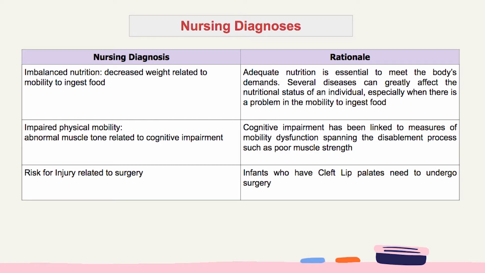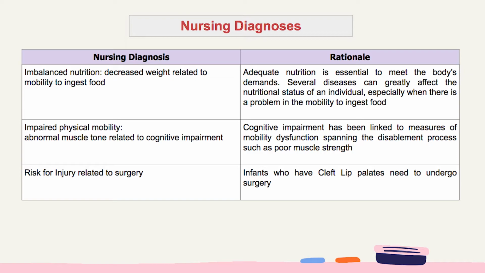Nursing diagnosis. We have imbalanced nutrition, decreased weight related to inability to ingest food. As we all know, adequate nutrition is essential to meet the body's demands. Several diseases can greatly affect the nutritional status of an individual, especially when there is a problem in the ability to ingest food. We also have impaired physical mobility, abnormal muscle tone related to cognitive impairment.